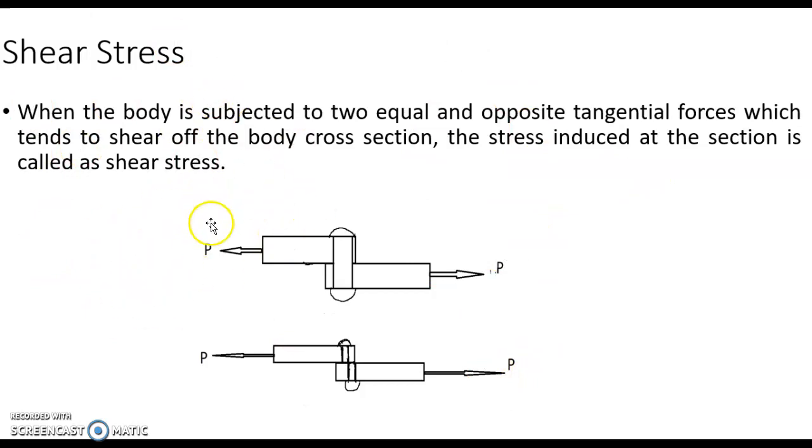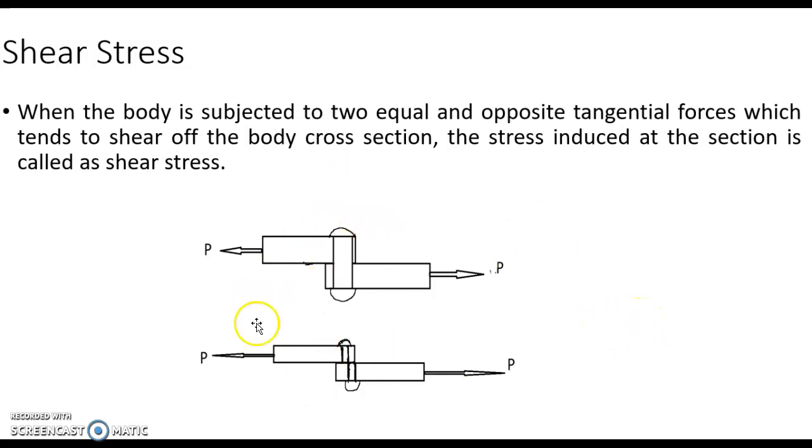If you look at this figure, the two plates are connected by a single lap joint, and that is the bolt. There are two equal and opposite forces, this P in the left direction and this P in the right direction. These two plates have an equal amount of P force in both directions. Now what is going to happen?